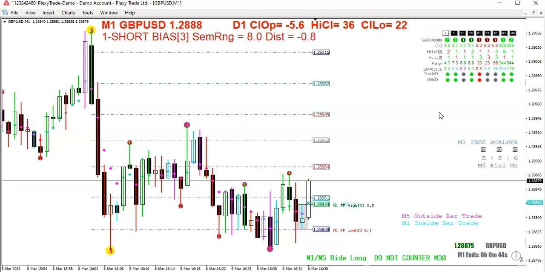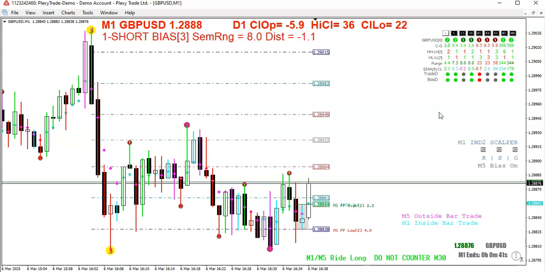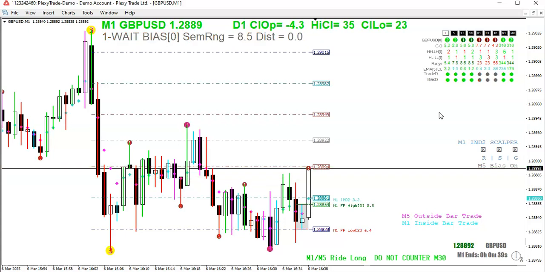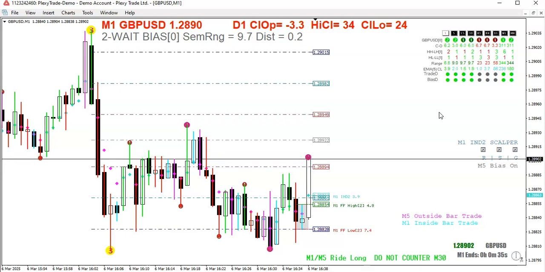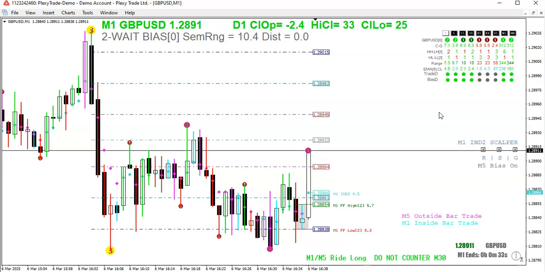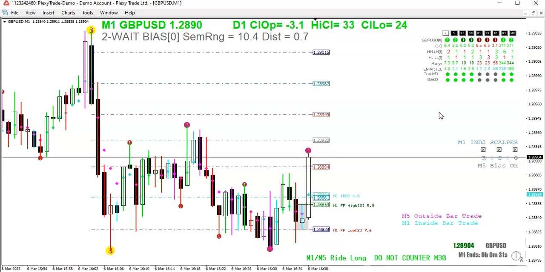Okay. The second thing I do is, like right now we have a flip-flop. I would take this trade. It's good for almost 5 pips right now. Yep, exactly. But I would have taken this trade. Well, it wouldn't have.